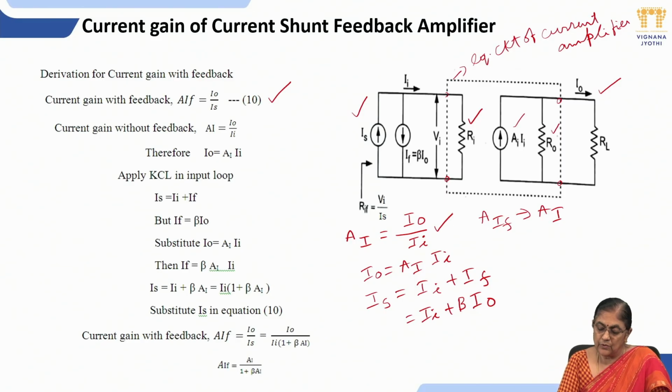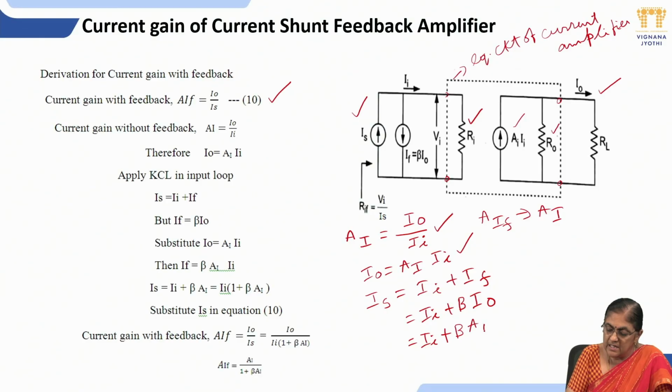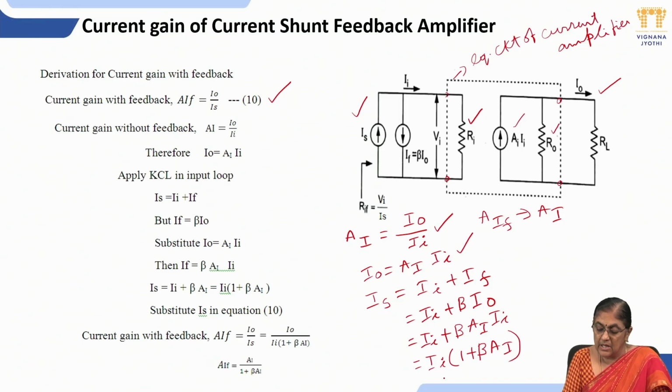So from the expression of AI, you will get I naught is equal to AI into II. Substitute I naught in the expression of Is. Then you will get II plus beta AI into II. So you can take II as common here: II into 1 plus beta AI. Substitute Is in the equation of 10. Then AIF is equal to I naught by II into 1 plus beta AI.